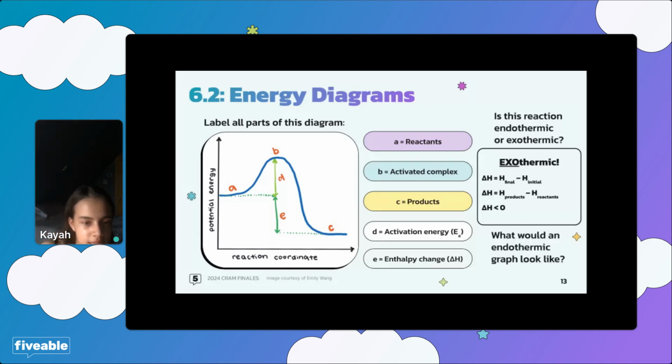So in this case, when you have delta H, the final minus the initial, which is the H of the products minus the H of the reactants, delta H is less than 0. And what would an endothermic graph look like? What do you guys think?